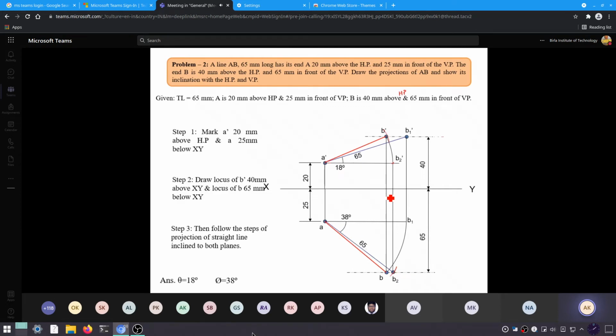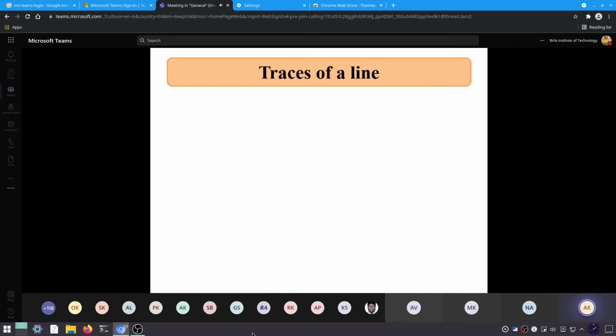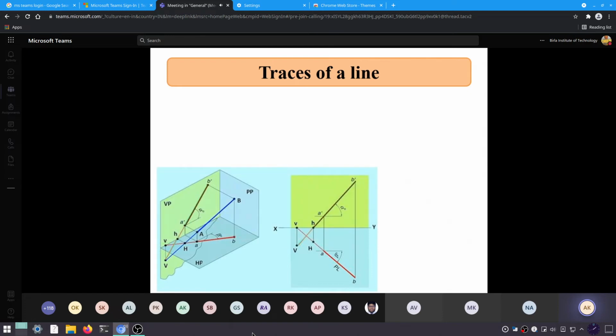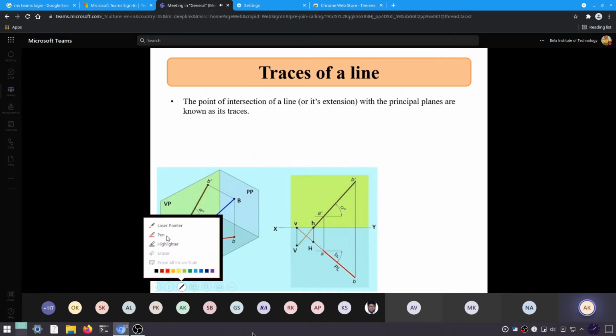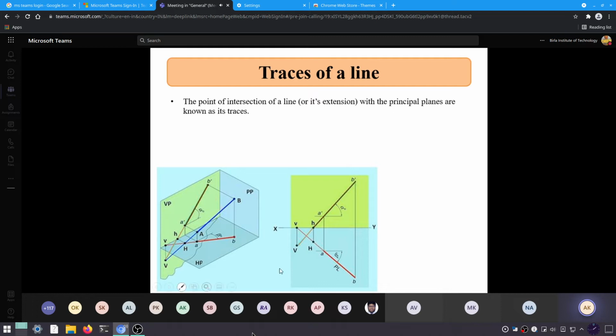Okay, fine. Then we move to another small topic of this projection of lines only. So, what are traces of line? There are basically two traces of lines. One is horizontal trace and the vertical trace. How do we get it? Okay. So, can you see this image over here? This image, the first image.